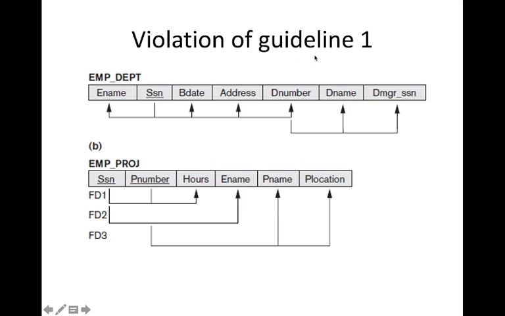So this is a violation of guideline 1 because we are mixing up these attributes. We will not be storing a single entity in a single tuple, we will be storing multiple data. We will be storing some other relation data also.